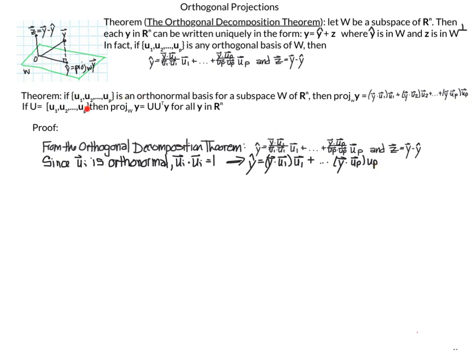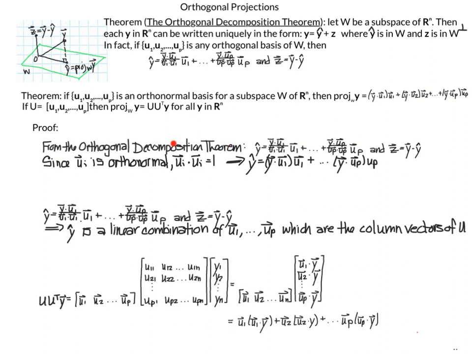From here, we want to show that if we take U equal to this matrix here, then this Y hat, which is the projection of Y onto W, is also equal to U U transpose Y. What we've shown from this decomposition theorem is that Y hat is a linear combination of our U1 up to UP, our orthonormal basis vectors, which are the column vectors of U. Now I'm going to verify this formula that Y hat is equal to U U transpose Y, and I say Y hat because Y hat is the projection of Y onto W.